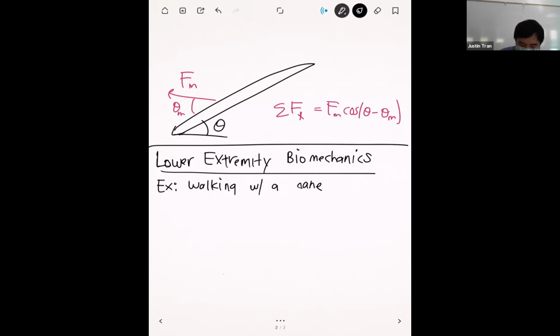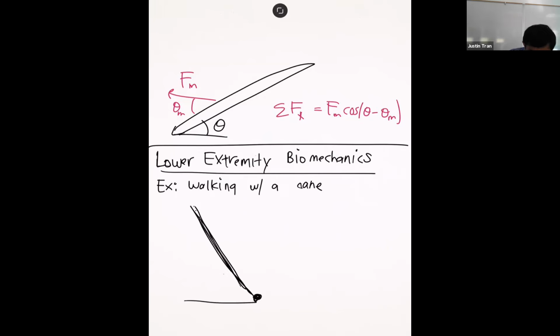All right, so let me go ahead and draw the leg. I'm going to assume the entire leg is just one rigid pole right here. So there's our leg. And right down here is the foot. This is where the foot's contacting the ground.